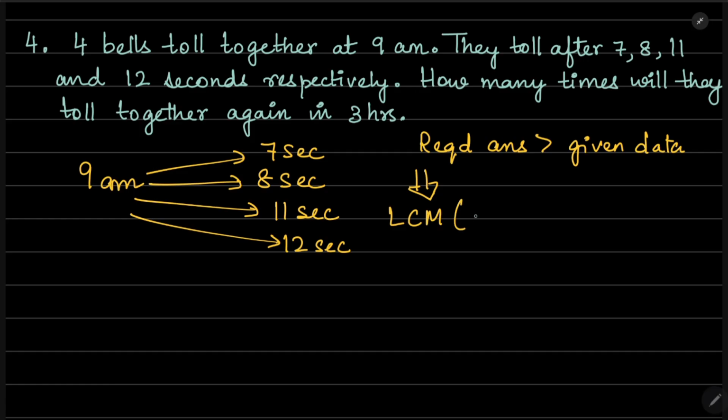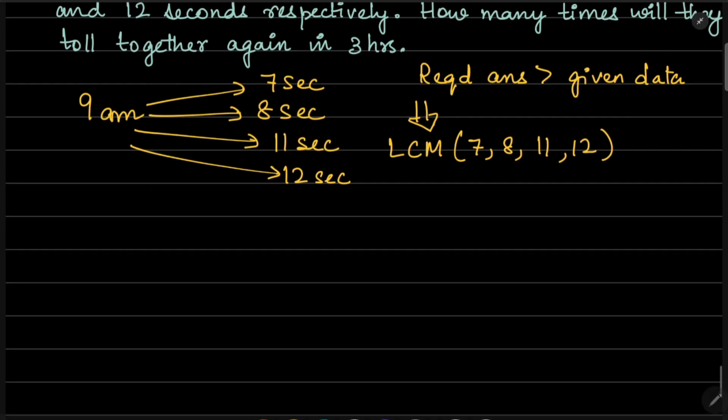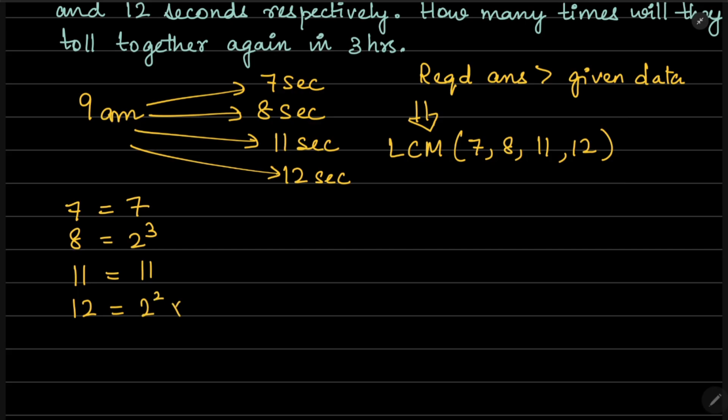So LCM of 7, 8, 11 and 12. Also remember the units of these 4 values. It is the time taken for each bell and it is in seconds, so the answer will also be in seconds. Now let's do the prime factorization. 7 is a prime number, so it is 7. 8 is 2 cube. 11 is a prime number, so it will be 11. 12 is 4 into 3, so 2 square multiplied by 3.